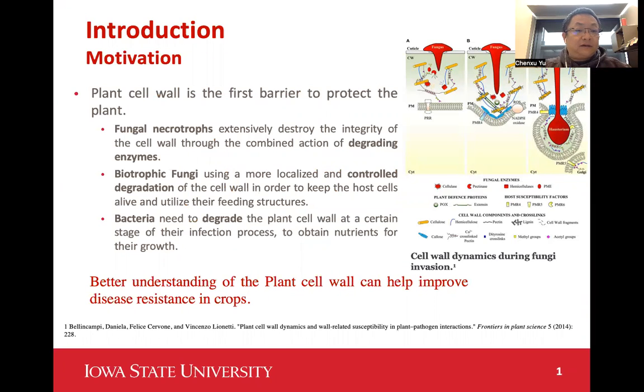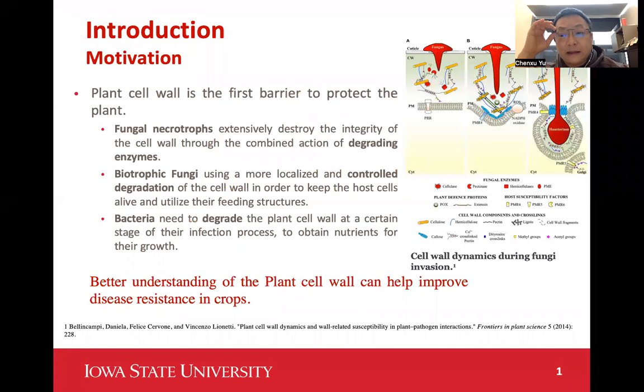First, I'd like to talk a little bit about the motivation behind the work that we did. As we know, the plant cell wall is the first barrier to protect the plant. Whether it's bacteria or fungi, the pathogens that invade a plant need to pass this barrier first. Typically, they secrete different types of enzymes to break through the plant cell wall by hydrolyzing different polysaccharides in the cell wall structure. And to understand this is obviously very important.